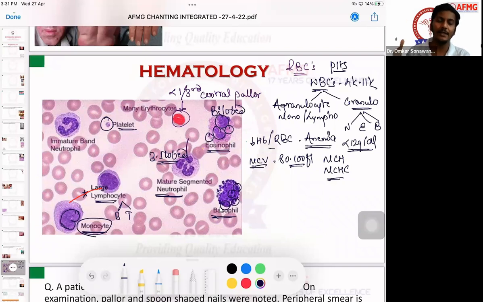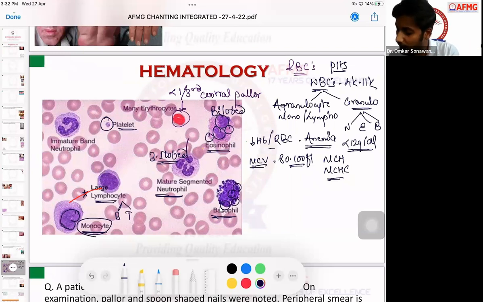If the color of RBC decreases due to decrease in the hemoglobin concentration, it is called hypochromic anemia. And talking about the size now, depending on the size, we can also classify anemia. If the size of RBC is decreased, less than 80 femtoliters, it is called microcytic anemia. If the size of the RBC is increased, more than 100 femtoliters, we will call it macrocytic anemia. And if the size is between 80 to 100 femtoliters, we will call it normocytic anemia, right?